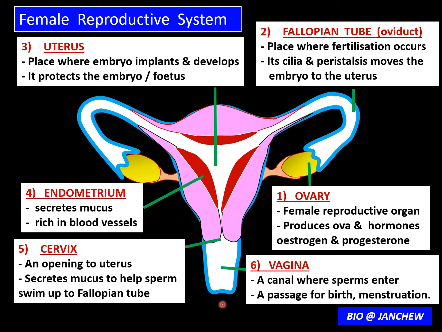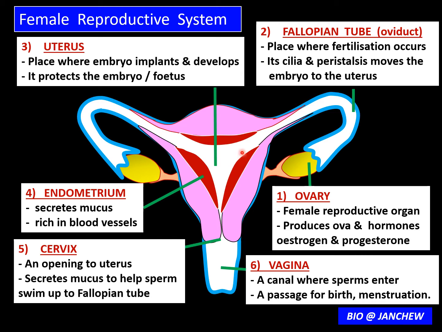through this pathway. Okay. Now, the fallopian tube is the site where fertilization occurs, and the action of cilia and peristalsis moves the embryo or the ovum, which we can call the secondary oocyte, to the uterus. Now, the secondary oocyte will be studied more in the next lesson. It's just an immature egg cell.